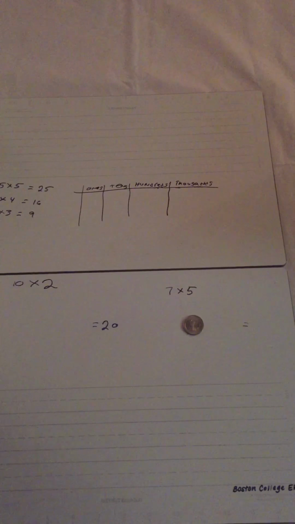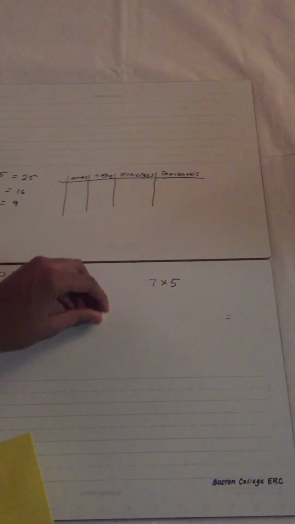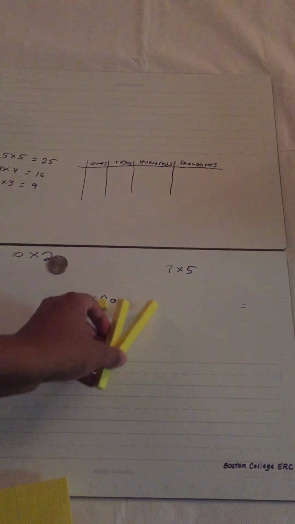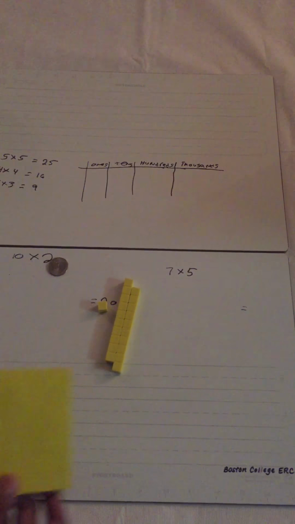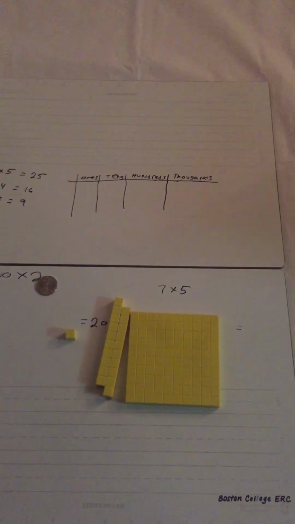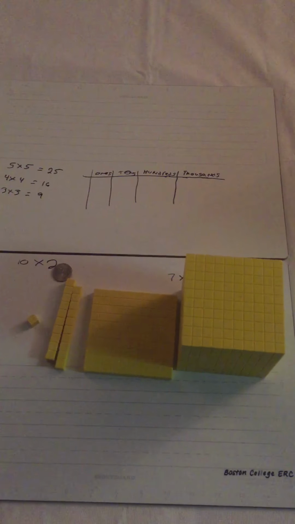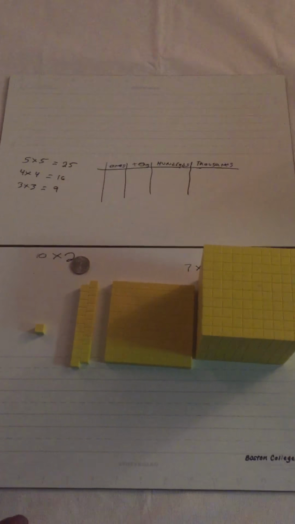So once again, base 10 blocks come in 4 formats. They come in units, which equal ones. They come in rods, which equal tens. They come in a flat, which equals hundreds. And they come in 1 cube, which is thousands. Thank you for your time, and I appreciate you watching my lesson.